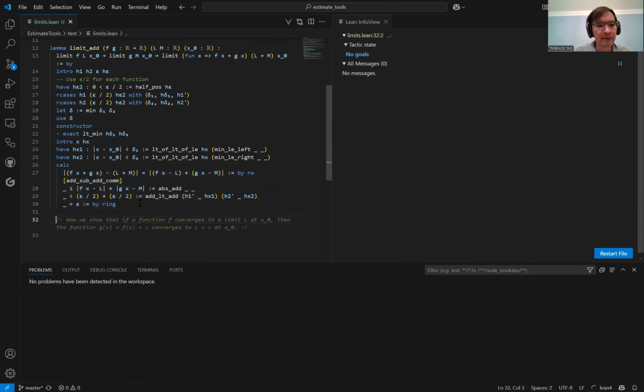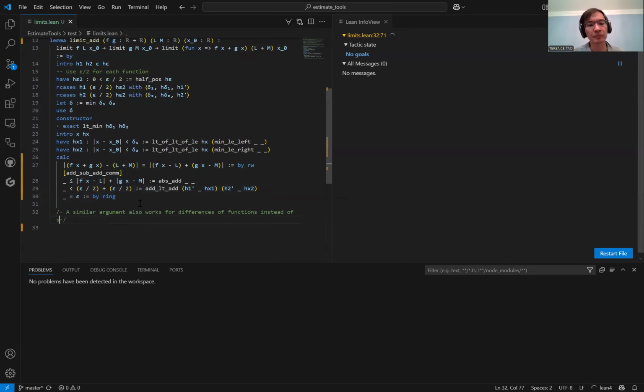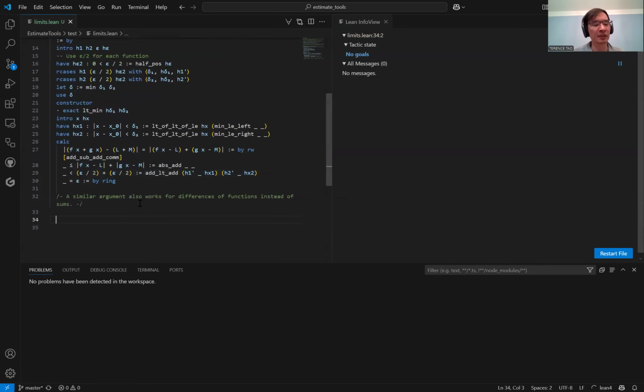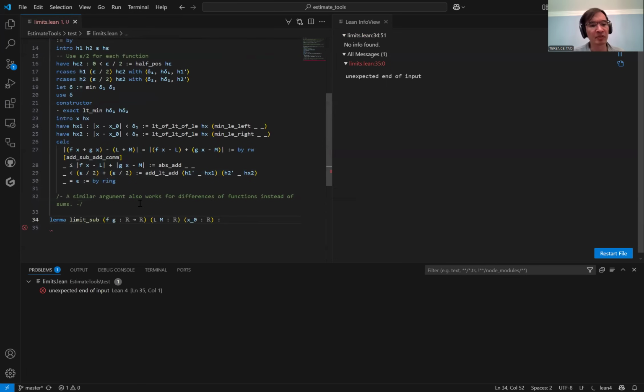Now, usually, once you have one example, you should be able to do similar things. It should be easier to provide variants of the same statement. So let's try, okay, a similar argument also works with differences. So now that we've proven a lemma for sums, we should be able to prove a lemma for differences. Okay, so that's the correct statement.